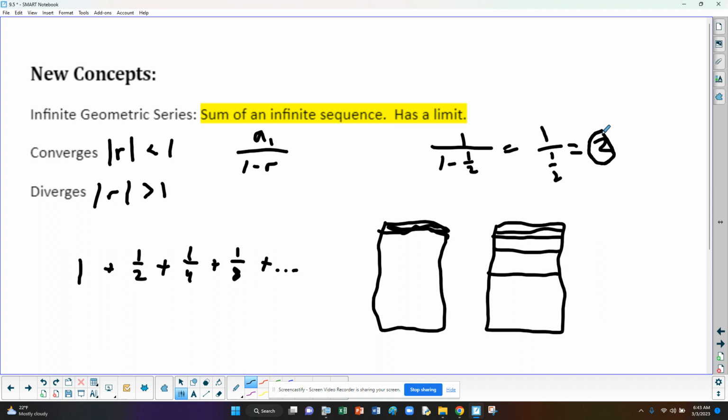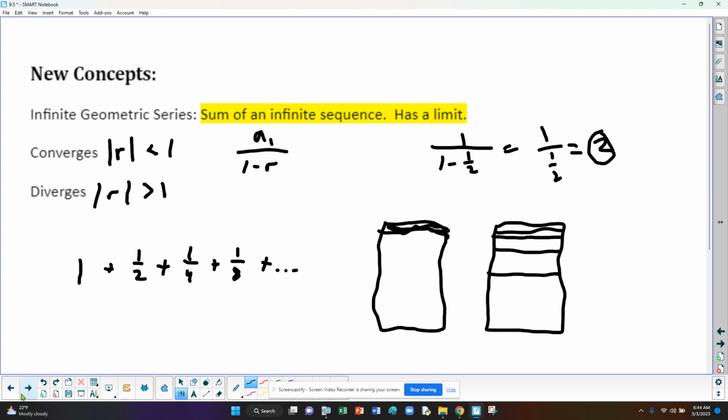So when you think about this in terms of water, you can fill up that first cup, and then you fill up a half, a fourth, an eighth. You're never going to be able to fill up that second cup. You're always just going to approach 2. So 2 is going to be your sum when you add up this infinite geometric series.